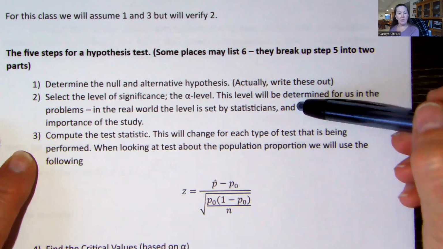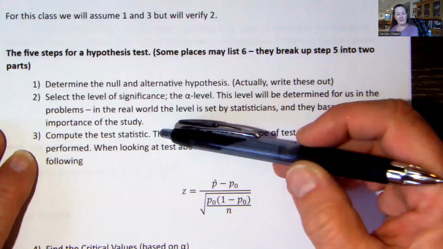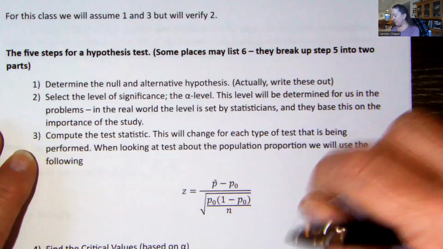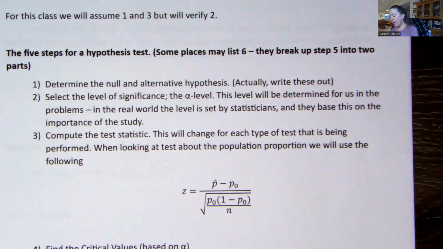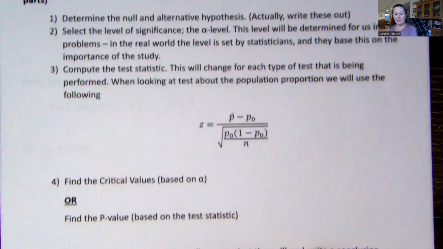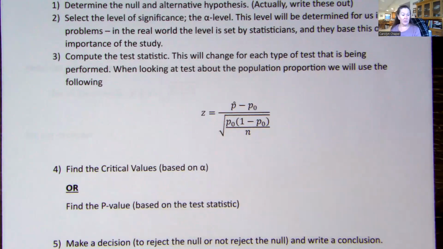Step two is the same. We have to find that level of significance. Step three is calculating a test statistic. For these problems, we're talking about the population proportion. This will be our test statistic. Step four, we have some options, depending on what you have access to.